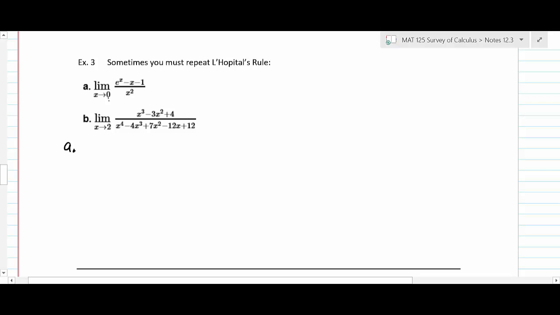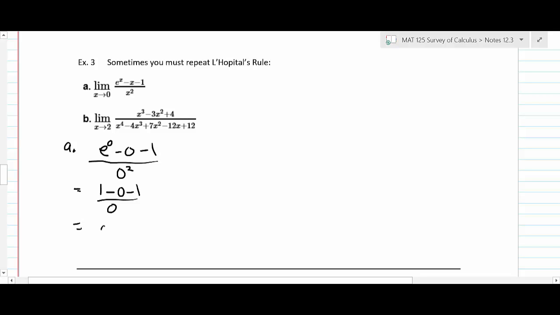Okay, on A, let's go ahead and plug 0 in. So we have e to the 0 minus 0 minus 1 over 0 squared. Okay, remember you want to verify that it's the right form. E to the 0 is 1.